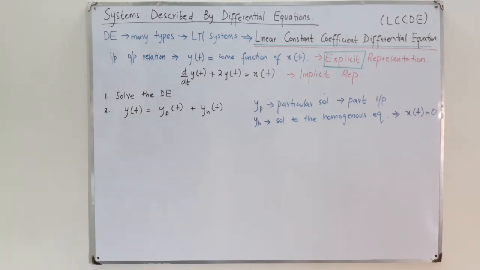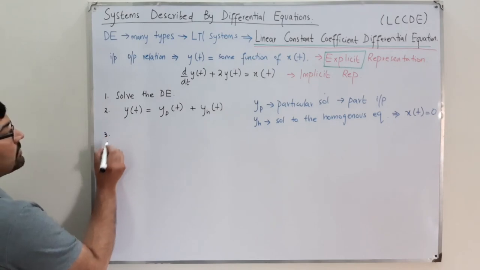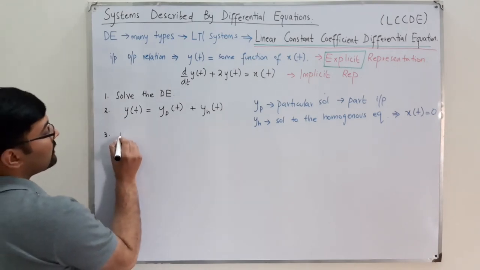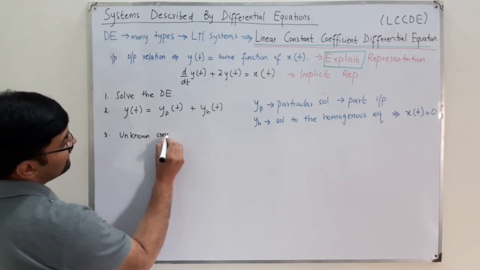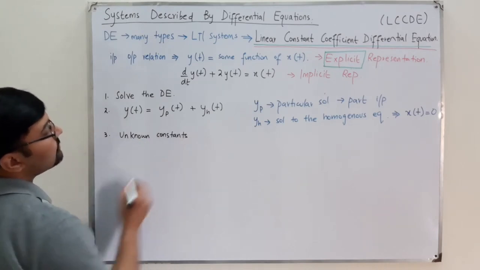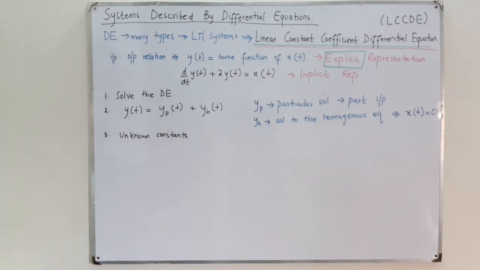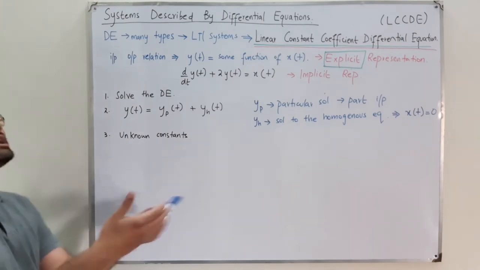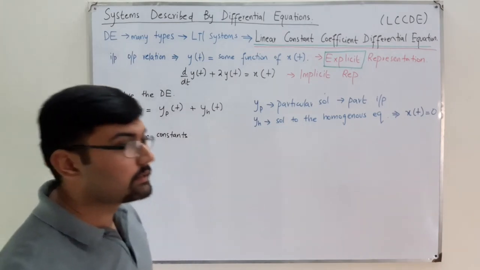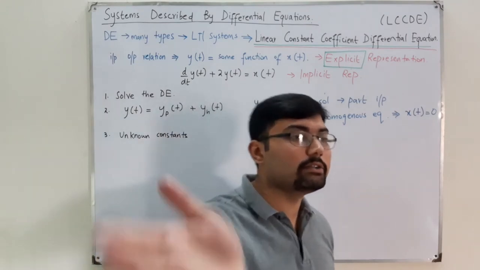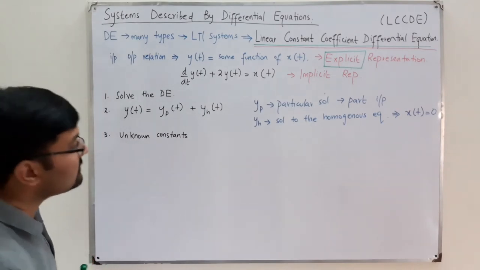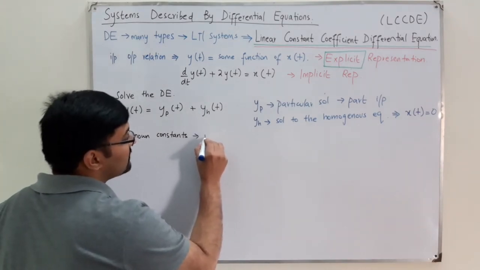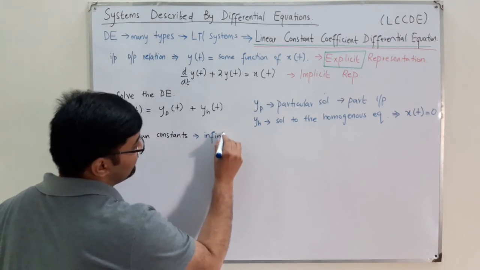Now, when you solve this equation, the third step is that in the solution you would have a number of unknown constants involved. What do unknown constants mean? That you can take any constant. If you take a particular value, the other person takes another value, I take another value. So what does this mean? This means that you would have an infinite number of solutions.